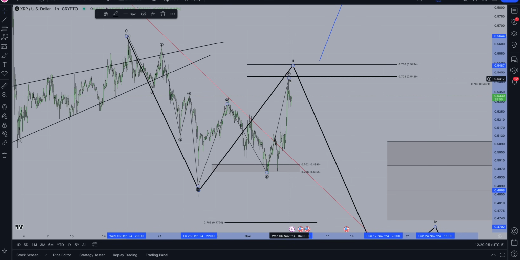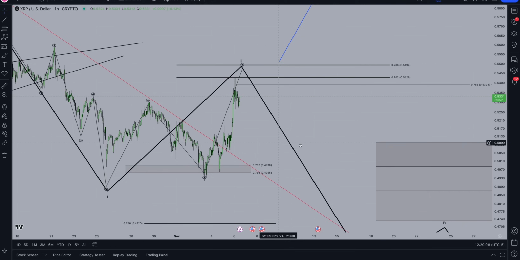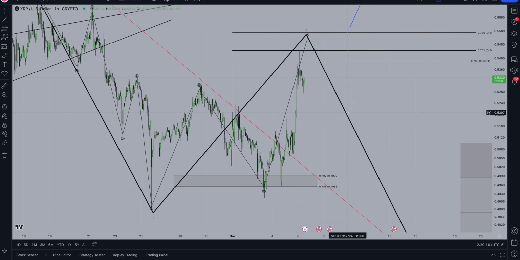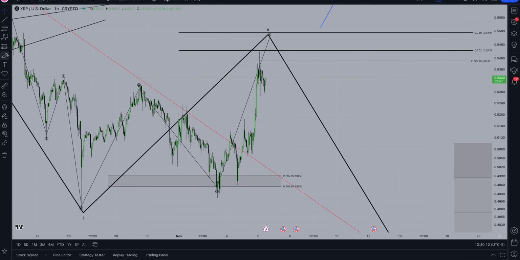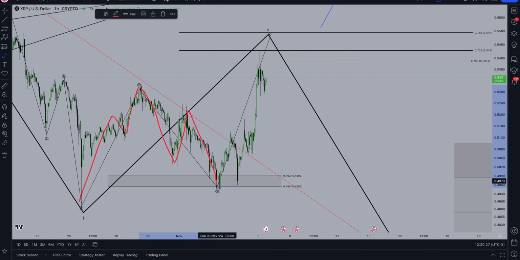The only thing is that I think there's one more push up here that is still on the cards, because you have your ABC, you have your ABC, and then this looks like an AB, and then this is your C wave, and then within your C wave you have a wave 1, 2, 3, 4, 5. Something like that.